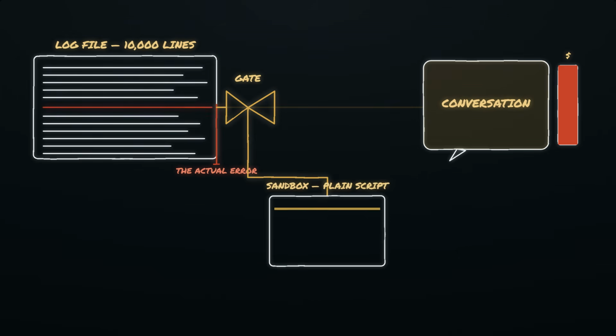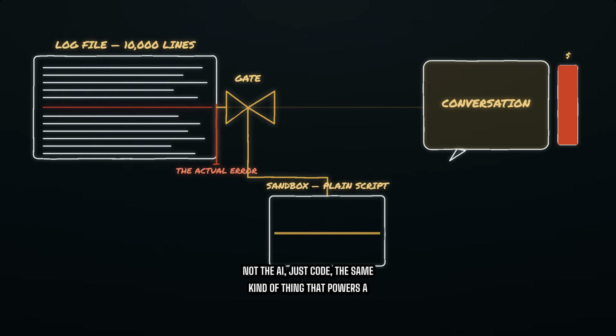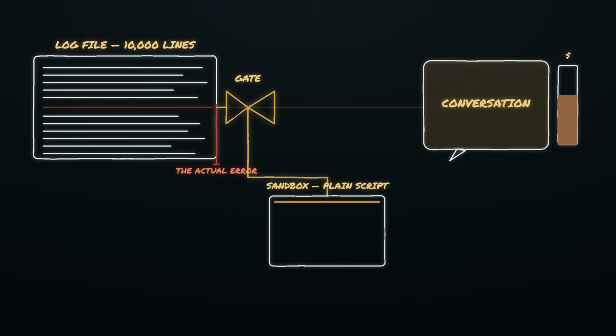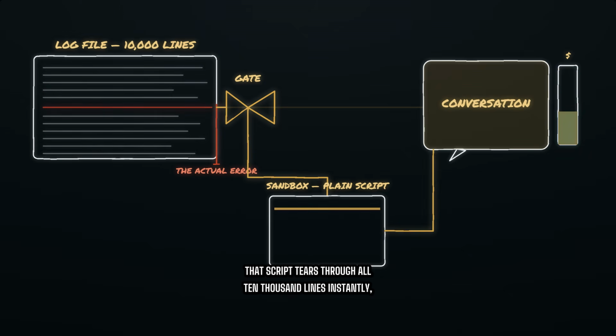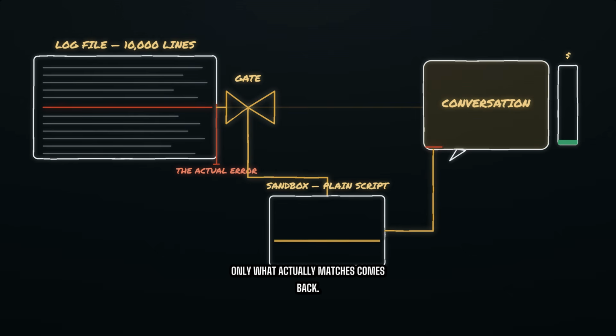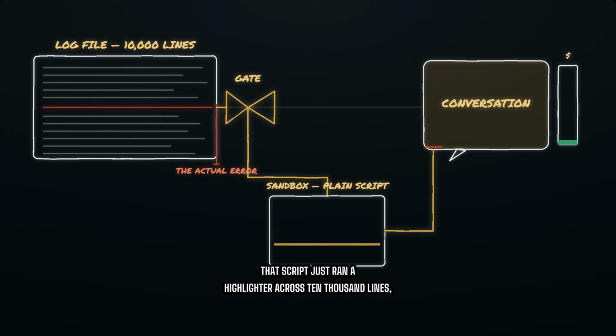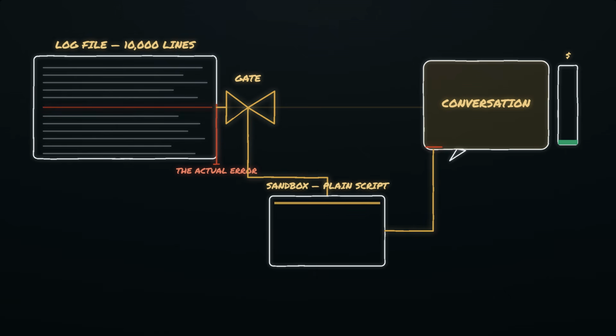Before any of that reaches Claude, it hands the searching to a plain script. Not the AI, just code. The same kind of thing that powers a find and replace. That script tears through all 10,000 lines instantly, and it isn't thinking, it's just matching a pattern. Only what actually matches comes back. That matters because tokens only get counted for what actually reaches Claude. That script just ran a highlighter across 10,000 lines, and none of that costs a thing because no model ever read any of it. Claude only ever sees the one line the script actually found.